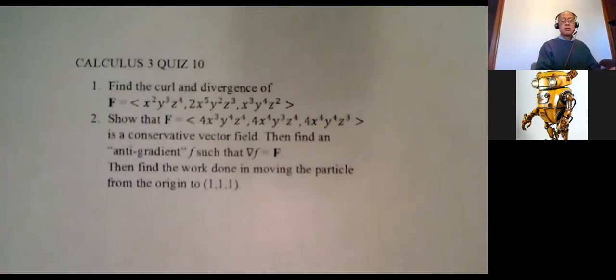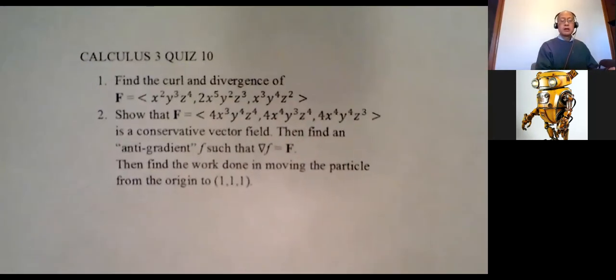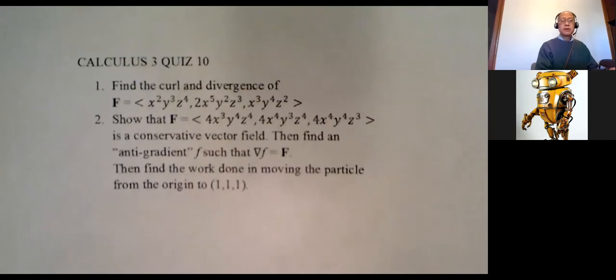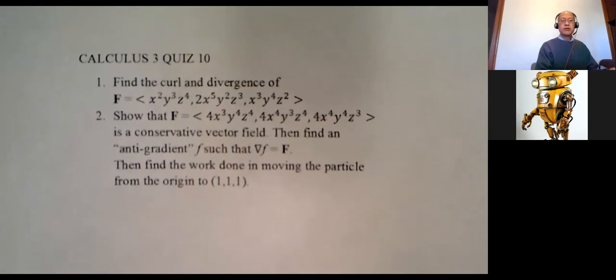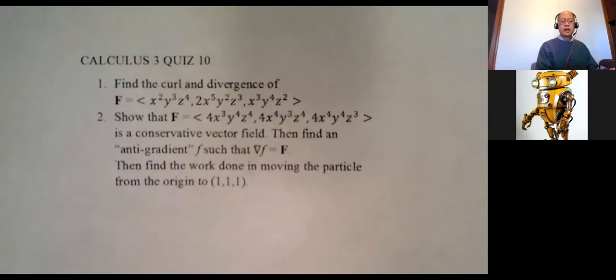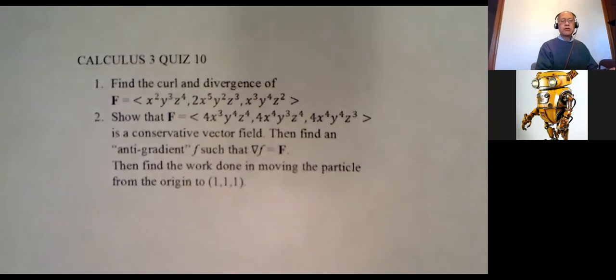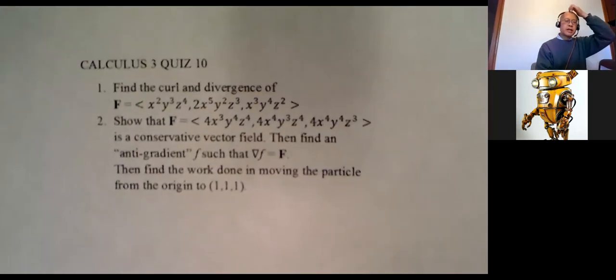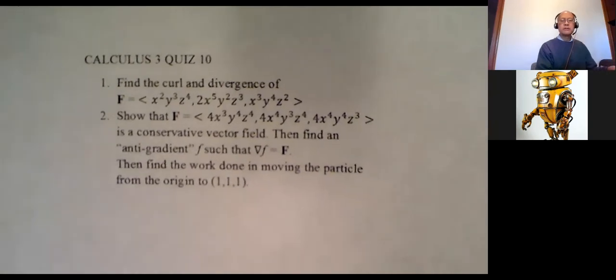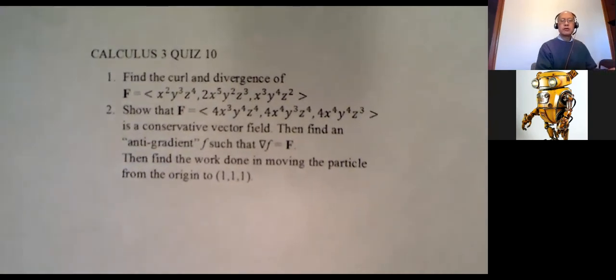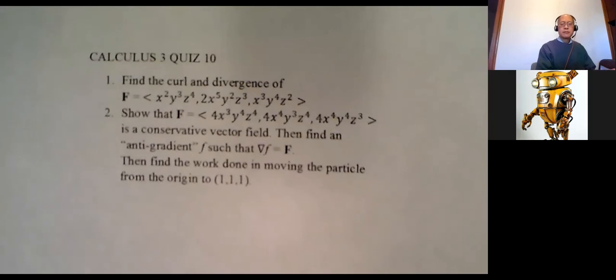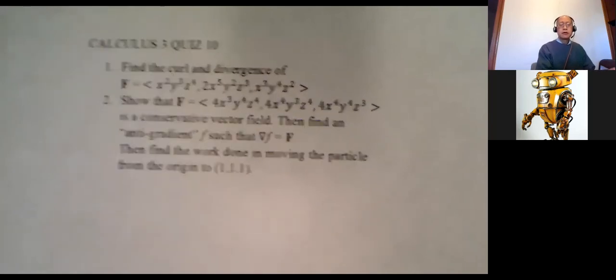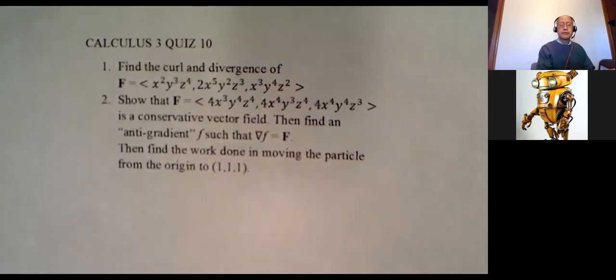So here we go. Screenshot or take a picture. Number one, find the curl and the divergence of bold F, which is x squared y cubed z to the fourth, 2x to the fifth y squared z cubed, x cubed y to the fourth z squared. Look at the definition of curl and divergence and go right from there.